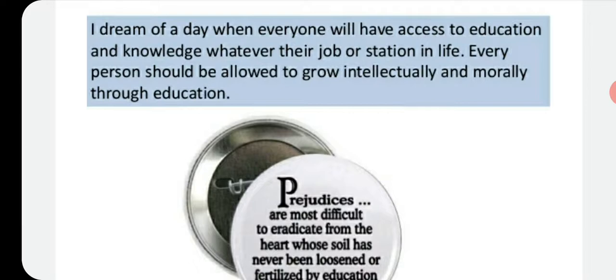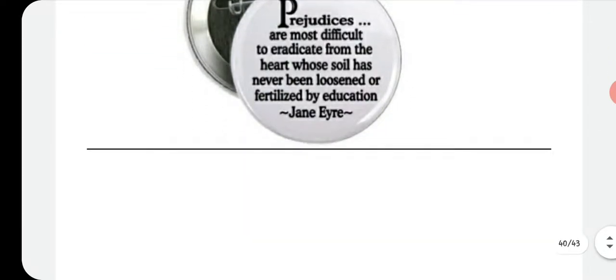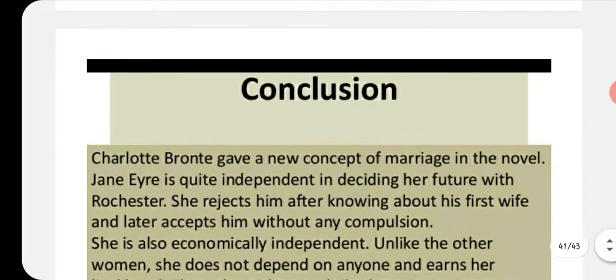I dream of a day when everyone will have access to education, whatever their job or station in life. Every person should be allowed to grow intellectually and morally through education. That was the quotation by Jane Eyre.